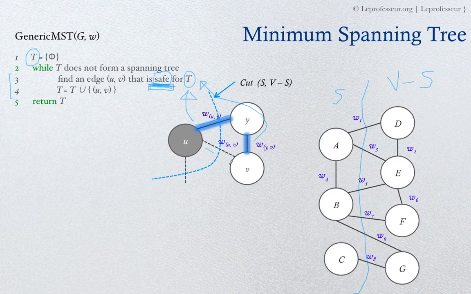Now we have to make a decision for the edge between U and V. If we include U and V in T, it forms a cycle, because we can go U, Y, and V, and if we include it, it becomes a cycle. We don't want any cycle here. There will be no cycle in your spanning tree.